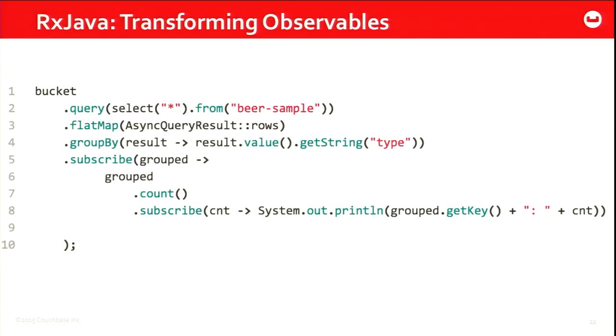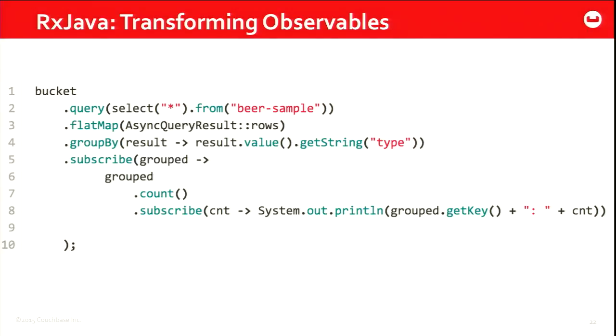Here we are performing a N1QL query. We say select star from beer sample, so we are selecting all the data out of a beer sample bucket. Then we use flat map, again, because we get a result object, but we want to extract the rows that we get back from our N1QL query. We extract all the rows, and then we use group by to group them by the type field in our JSON document. The type field here can be beer or brewery. So what ends up happening with this code is that our subscriber gets called, and the grouped result here is two observables, one observable stream for beers and one observable stream for breweries. We are printing out the result here, and we're counting all the streams. So in the end, this code will asynchronously print out something like there are 3,000 beers and 4,200 breweries in our beer sample bucket, right.